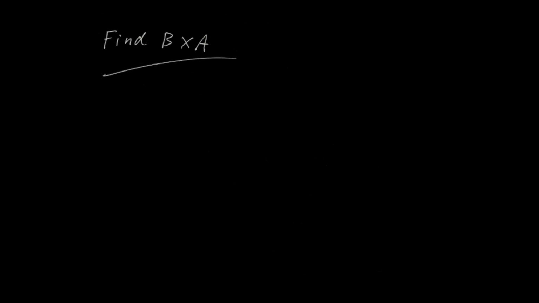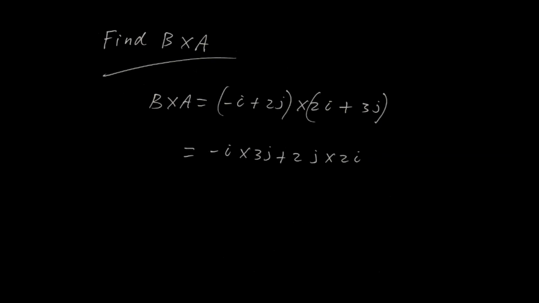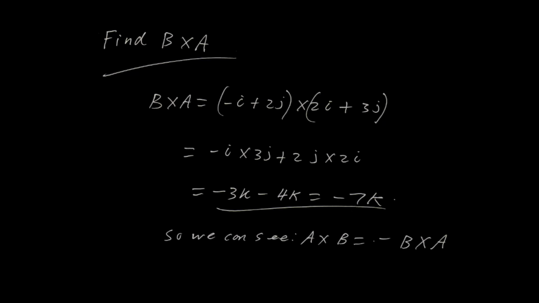But now let's find b cross a. So b cross a with the same vectors is negative i plus 2j crossed with 2i plus 3j. This is negative i cross 3j plus 2j cross 2i. Simplifying, it is negative 3k minus 4k, which is negative 7k. So you can see that a cross b will essentially be the negative of b cross a.